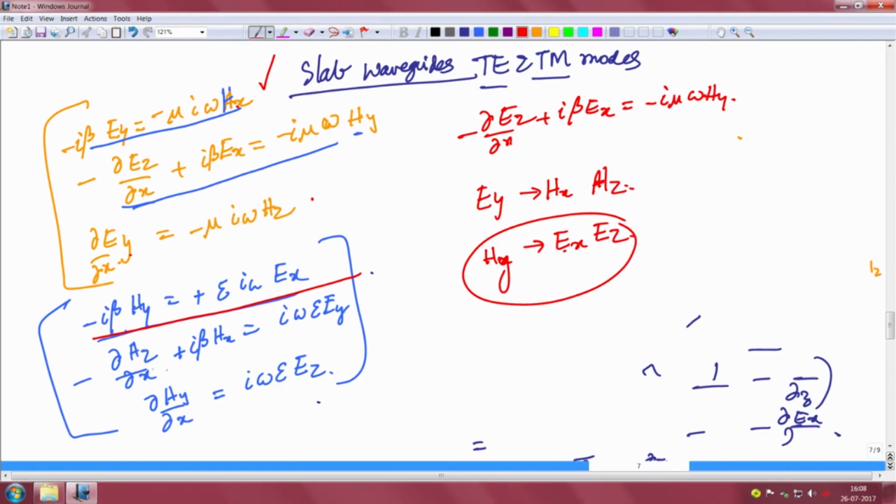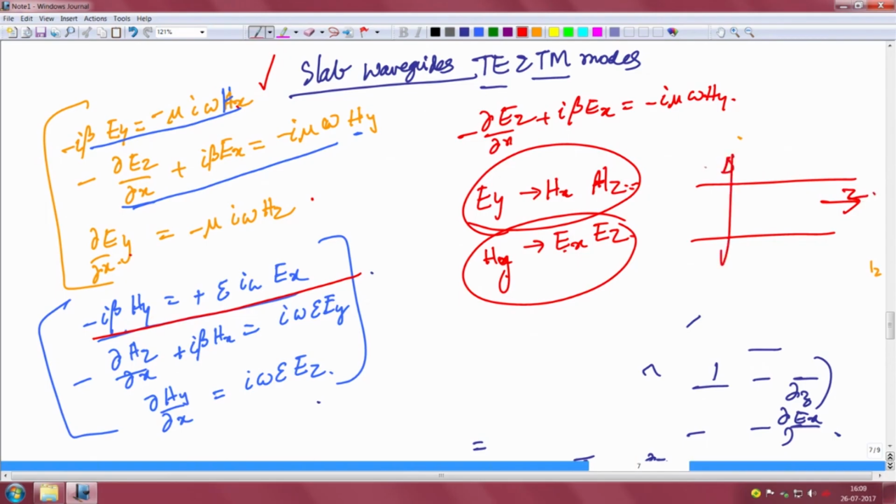So, these equations can be split distinctively into two groups, one containing Ey, Hx, Hz and the other containing Hy, Hx, Hz. If you look at the geometry that we have, and say that the propagation direction is z, and this is the x direction, the Ey field is in this direction and there is no Ez component. So, these can be called TE modes. TE modes have field components along the plane of the waveguide.